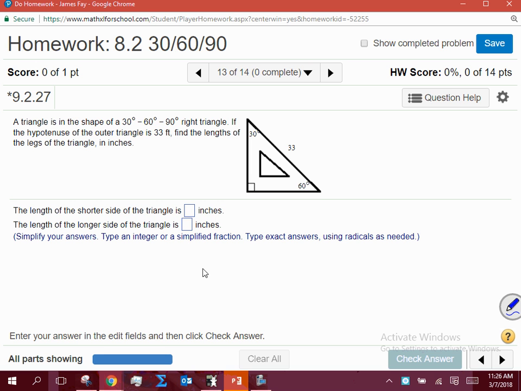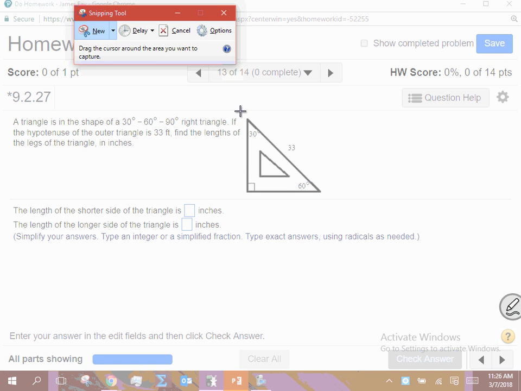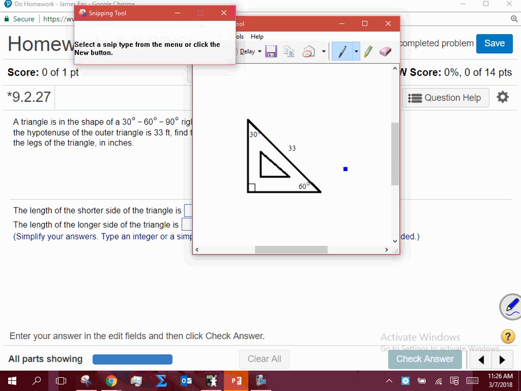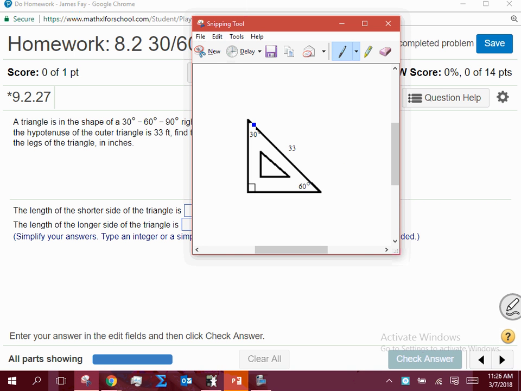Okay. Since a triangle is in the shape of a 30, 60, 90 right triangle, it says if the hypotenuse of the outer triangle is 33 feet, find the lengths of the legs of the triangle in inches. Okay. So they give you this. Say again. 12? Okay. Does anybody want to do 13? We can. No, please, can we do it? Yeah. Yeah.